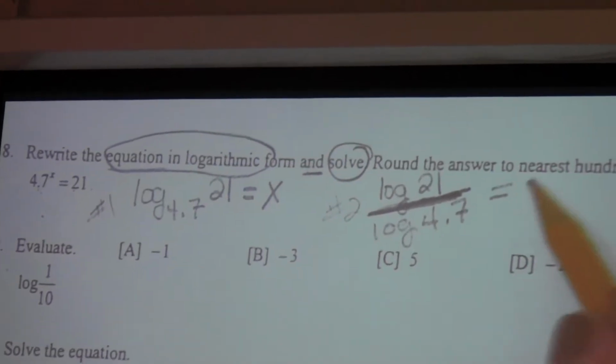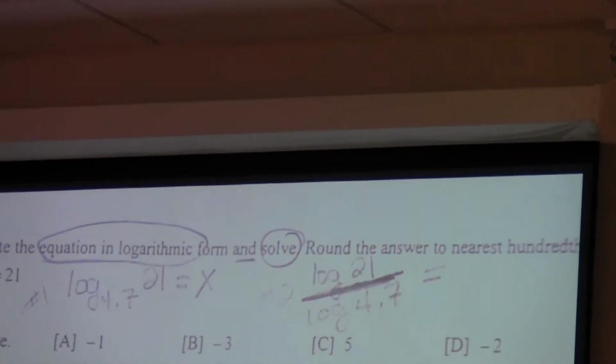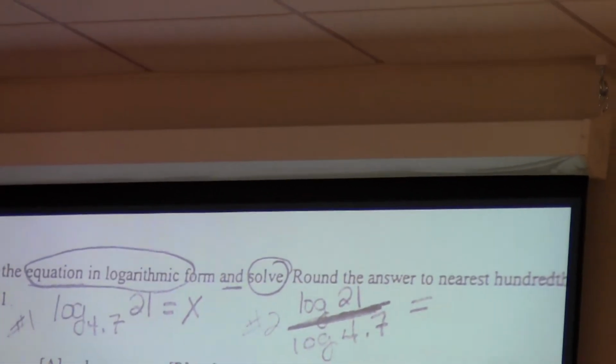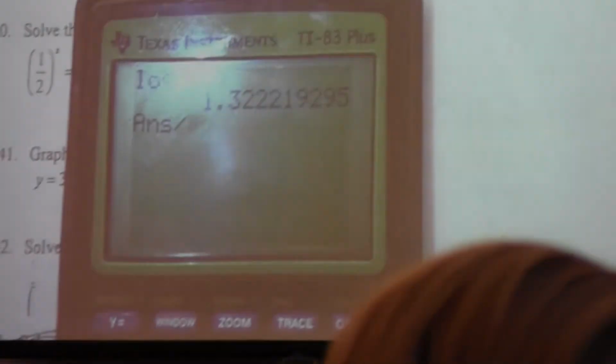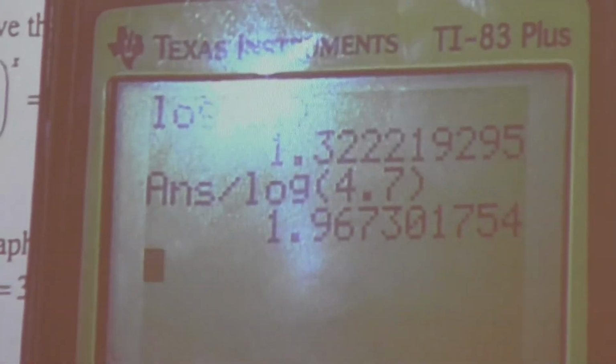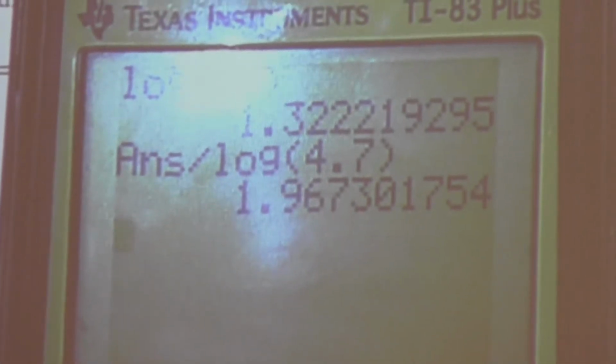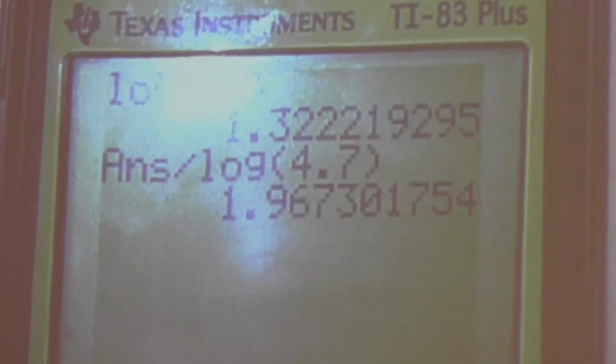So then I can plug that in your calculator. Thank you. Isn't that change of base property fabulous? Log of 21 divided by log 4.7. And I would get, and it says round to the nearest hundredth. I like the nearest thousandth, so if you could round it to the nearest thousandth, even better. 9, 6, 7.